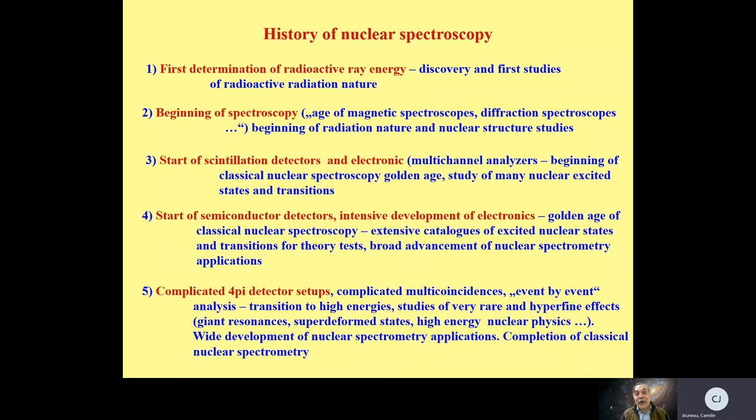Okay. And now my questions. Which sources of alpha particles were used by Rutherford? How did he obtain this alpha particle beam?